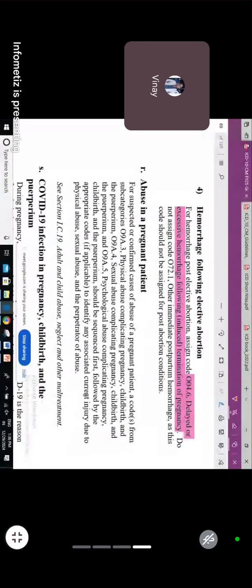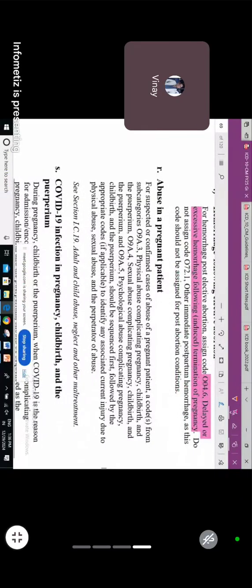And the last part is abuse in a pregnant patient. So we have three types of abuse. O9A.3 is physical, O9A.4 is sexual, and O9A.5 is psychological. Good?